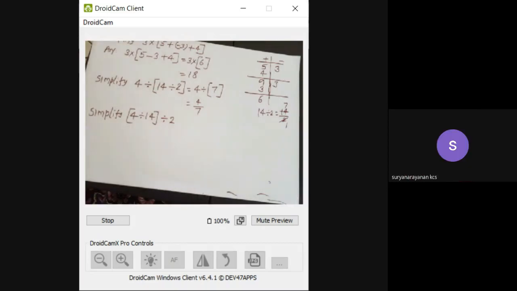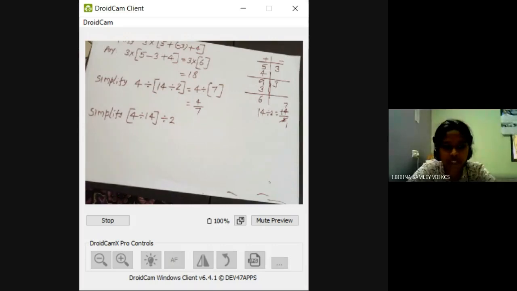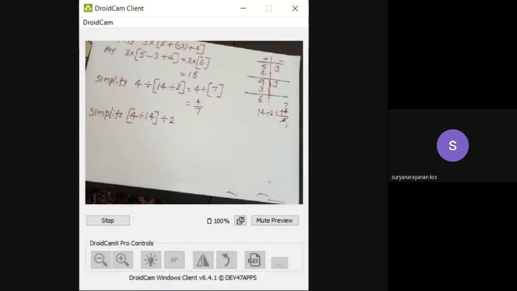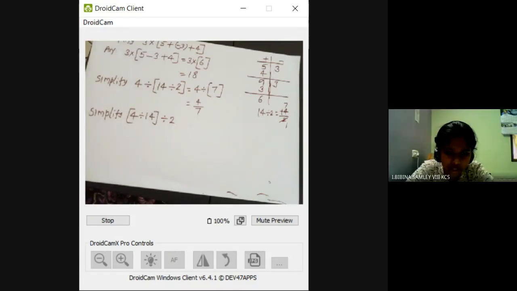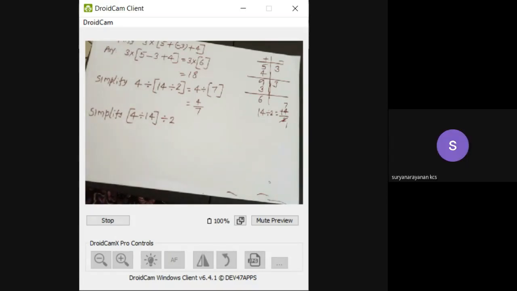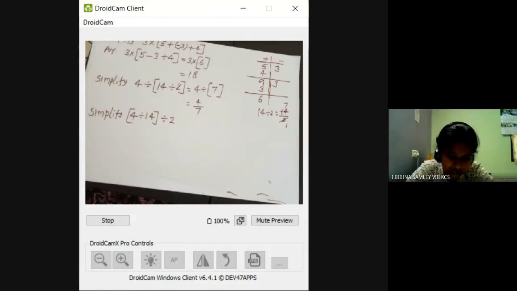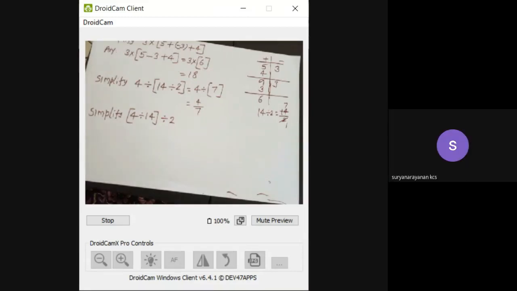Sir, 1/7. Yes, very good, Sridarshan. Sir, 14 by 8, sir. Sir, I need to simplify it. Bibina, once simplify. So the answer is 14 by 8. Not, my dear Shanti. Once check, Bibina, check your answer.